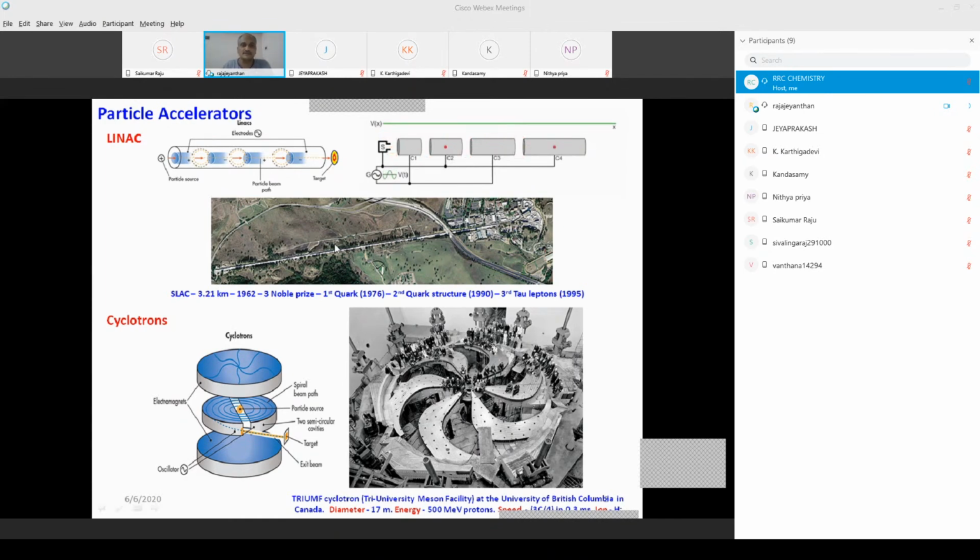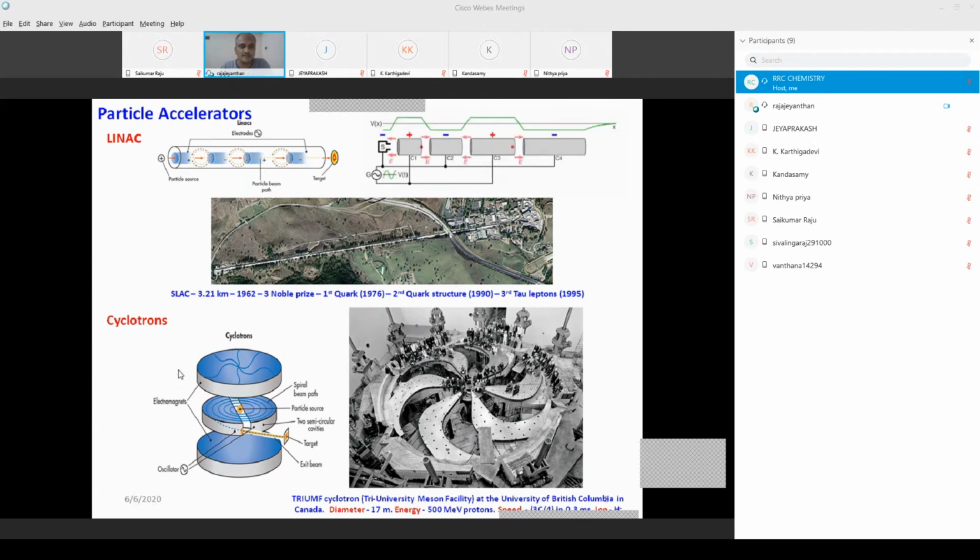Next figure is the real aerial view of the Stanford Linear Accelerator Center. This linear accelerator is about 3.21 kilometers long and was commissioned in the year 1962. Using this accelerator, three Nobel Prizes were obtained. The first one is for the discovery of the quark, in 1976, the second is for the discovery of the quark structure, in 1990, and the third is for the discovery of the tau lepton, in 1995. So it is a very big instrument.